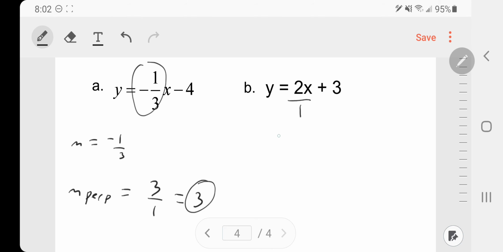Okay, here we have the slope of 2/1, so the initial slope is 2/1. And the slope of a line that's perpendicular to it, you would flip it. So 2/1 becomes 1/2. It's initially positive, so it becomes negative in the answer.